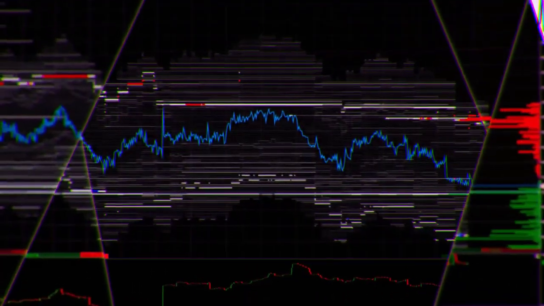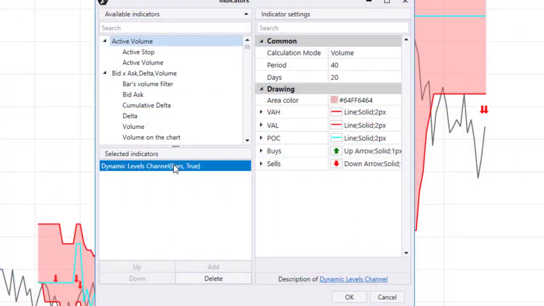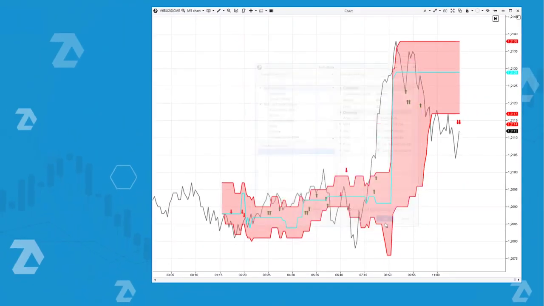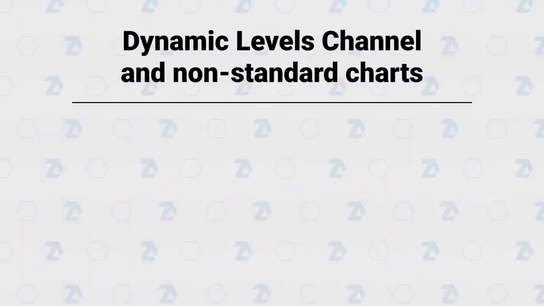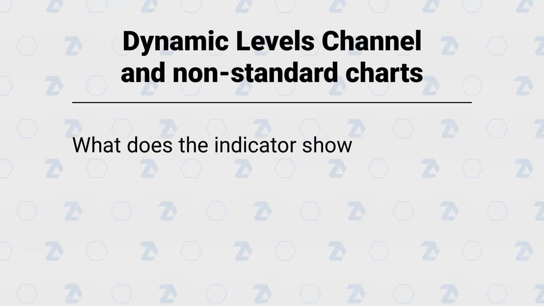In this video we'll discuss how to apply such a useful and informative indicator as the dynamic levels channel. And what's more important, how to use it on non-standard charts. Keep watching to find out about what the dynamic levels channel indicator shows, the main trading signals of the indicator, and a few examples from real charts.